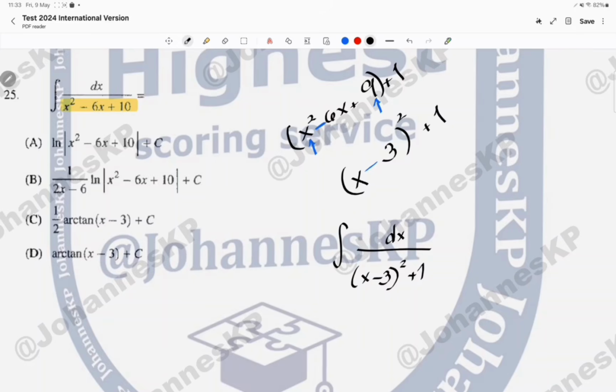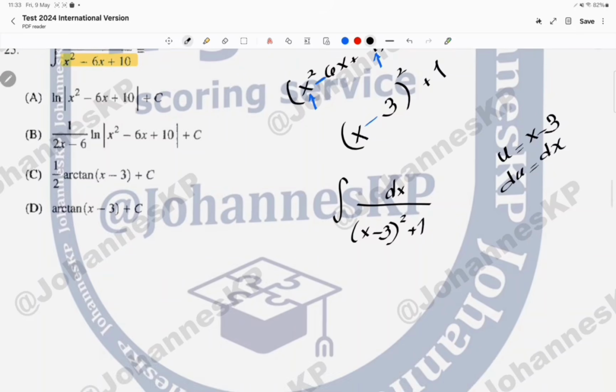Okay. I can now say u is equal to x minus 3. So what's du? dx. So now, instead of dx, I'll put du, and instead of (x minus 3) squared, I'll put u squared plus 1. And you must know that this is going to give you inverse tangent of u. That means you must see arctan. Arctan means inverse tan. So it is D.